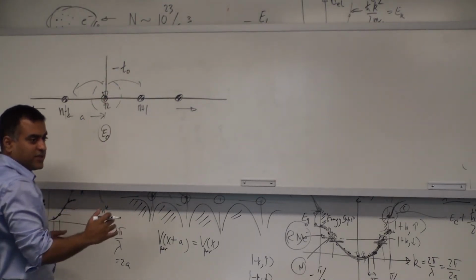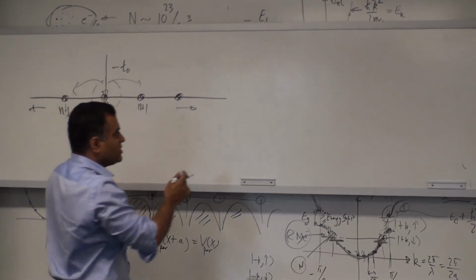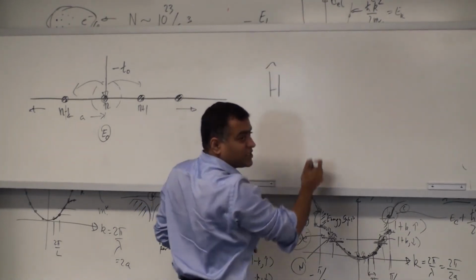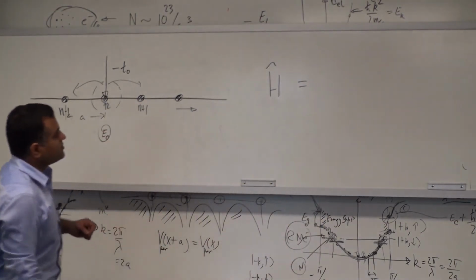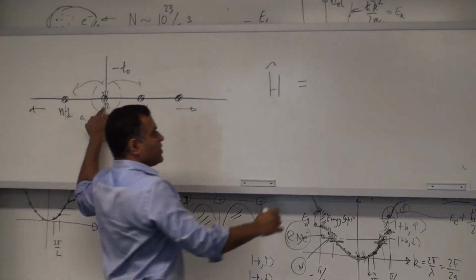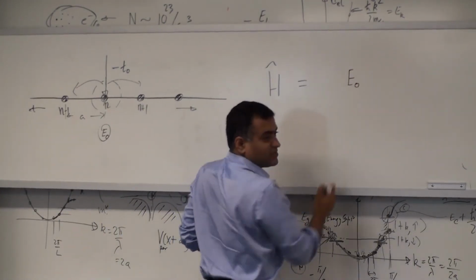If it hops, its energy is lowered by minus T naught, right? So I write the total energy of the system. And total energy of a system is what we call the Hamiltonian of the system, right? The Hamiltonian of the system is equal to, let's just look at site n. So what should I write? If it's sitting at site n, its energy is E naught, right?